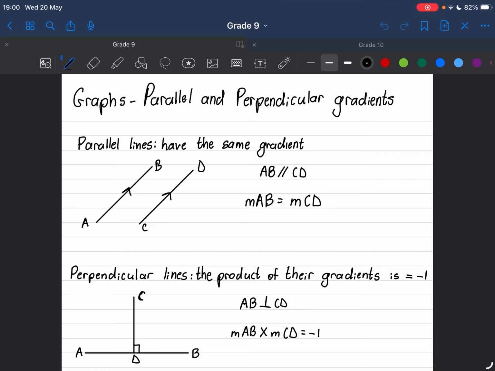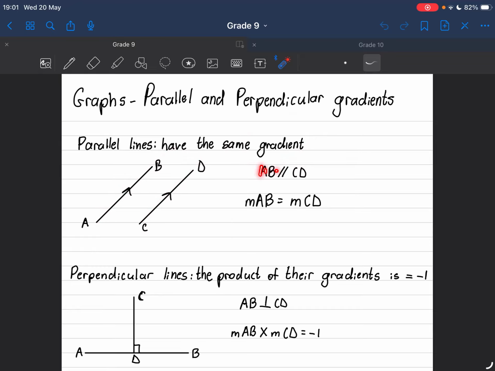In this video, we're going to discuss the gradients of parallel and perpendicular lines. To recap, parallel lines are lines that never meet and are constantly the same distance apart. Any line has a slope, and the slope of parallel lines is equal, which is why they never get close to each other. If the slope was different, they would eventually touch. Because they have the same slope, they have the same gradient.